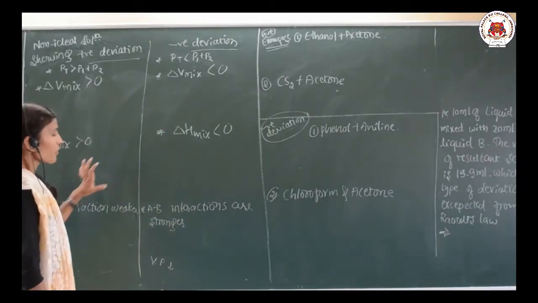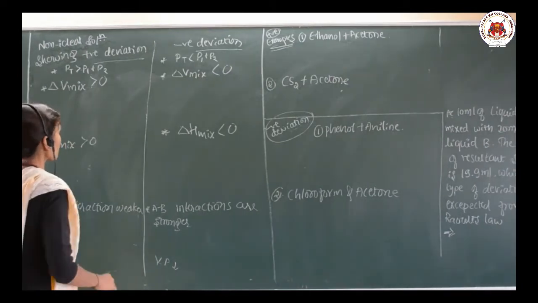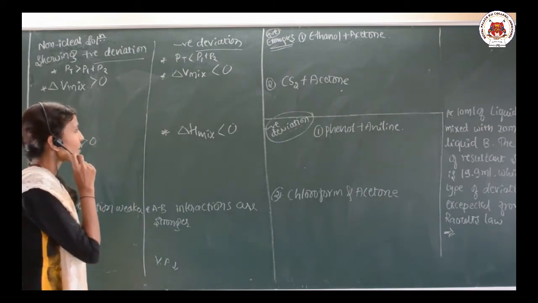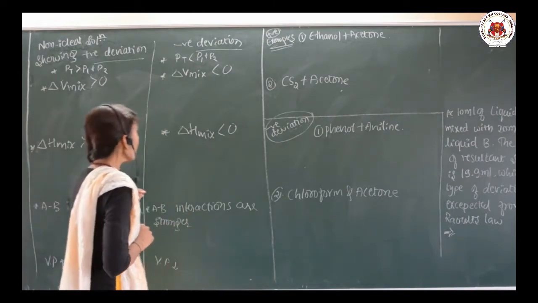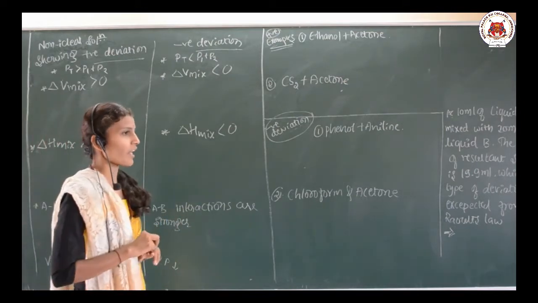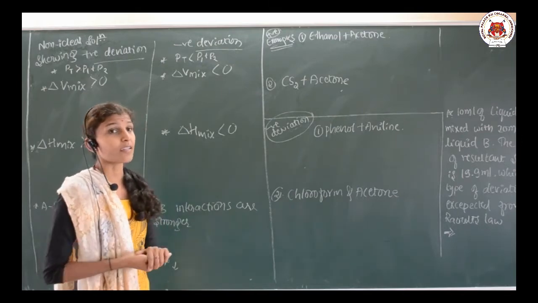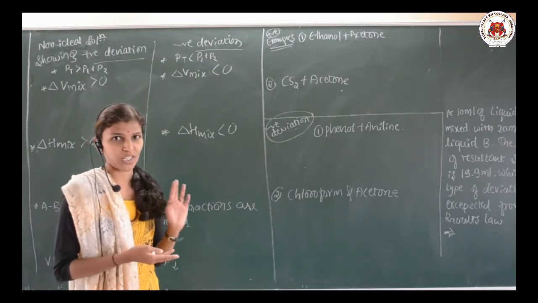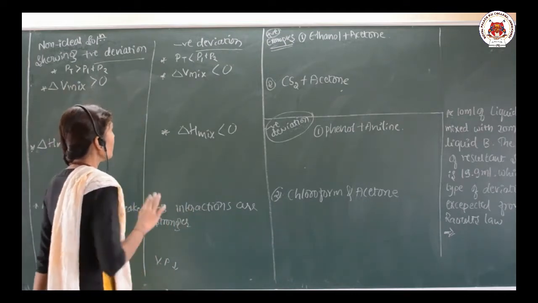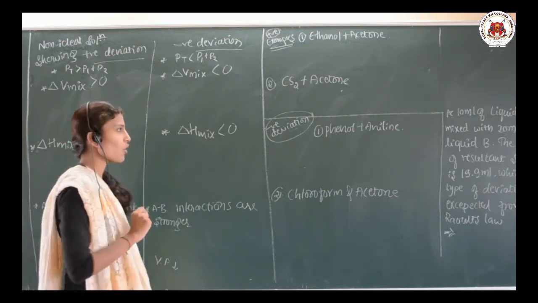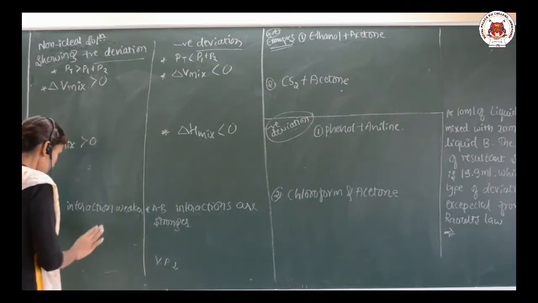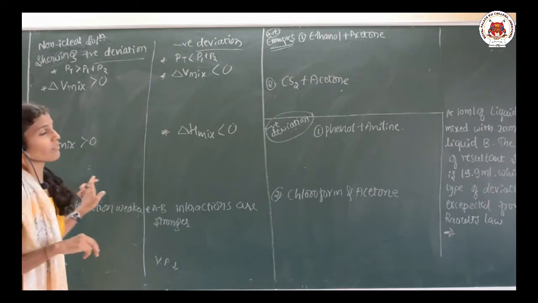Today we are going to discuss a few terms and concepts regarding positive and negative deviation. In our last class we discussed ideal and non-ideal solutions and their classification. The non-ideal solution is further divided into two categories: one which shows positive deviation, and one which shows negative deviation. We studied a few differences, and today I am going to tell you a few more things regarding positive and negative deviation.